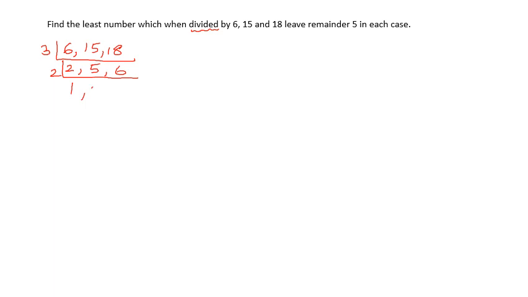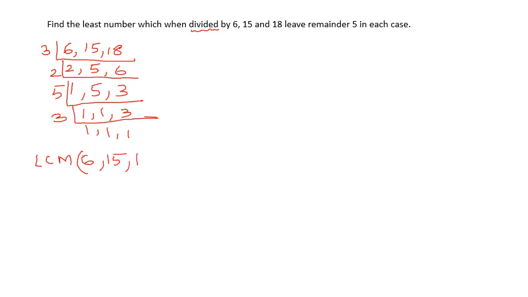So we have 1 2s are 2, 5 and then 3 2s are 6. Again when we divide with 5 we get 1, 1, 3 and again with 3 we divide we get 1, 1, 1. So LCM of, why I am doing fast is by now you have understood how to do the LCM. You can do it on your own.